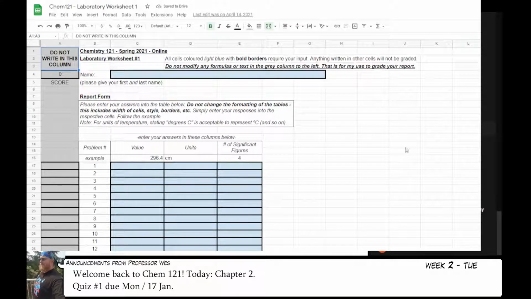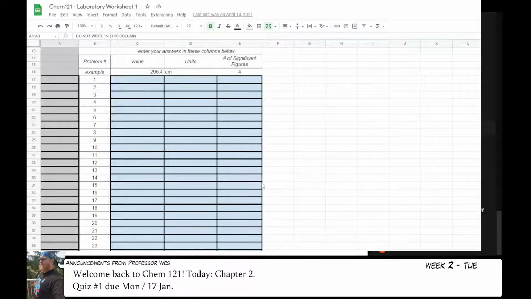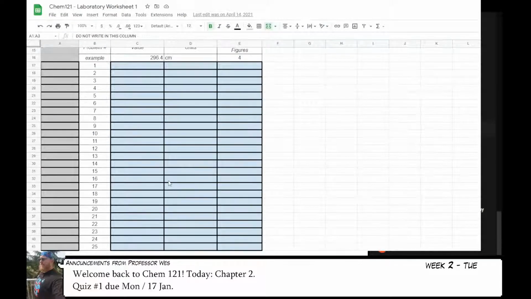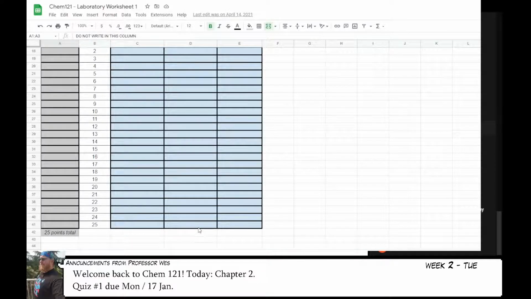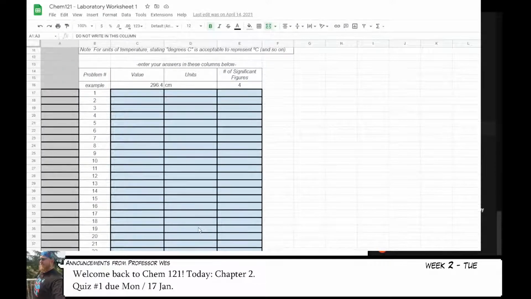And this is your answer sheet. So you're going to type in all of your answers in this box. In the first column, you're going to put the number. In the second column, you're going to put the units. And in the third column, you're going to tell me the number of significant figures your answer has. Okay? You're going to just fill that all out. It's 1 point per row. And then I go through and score it when you're done.